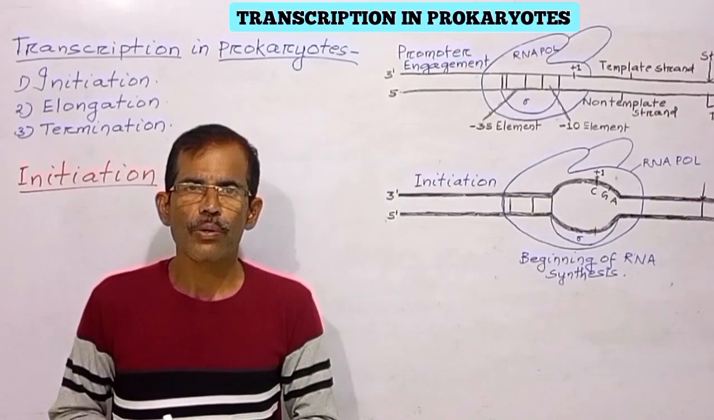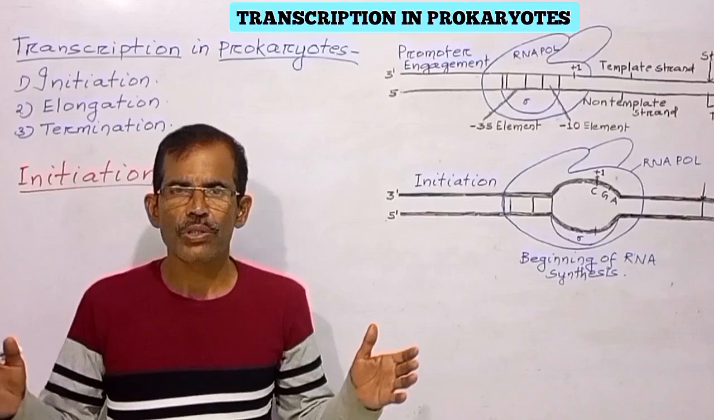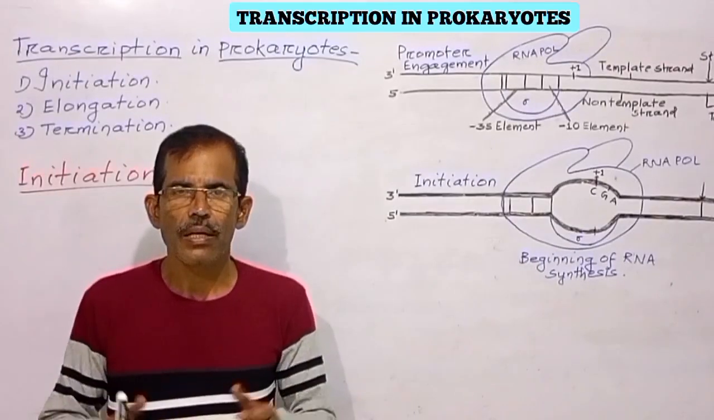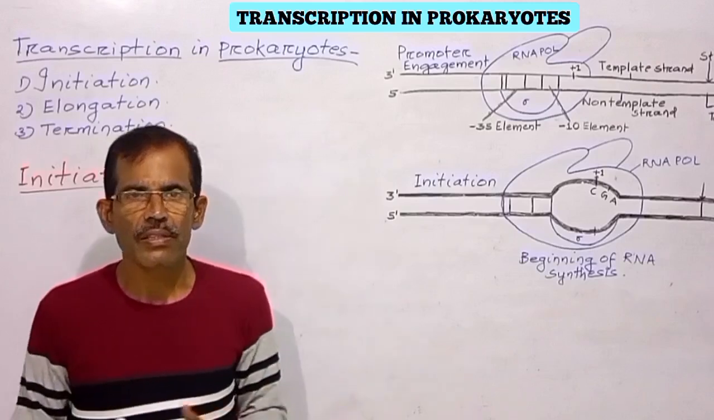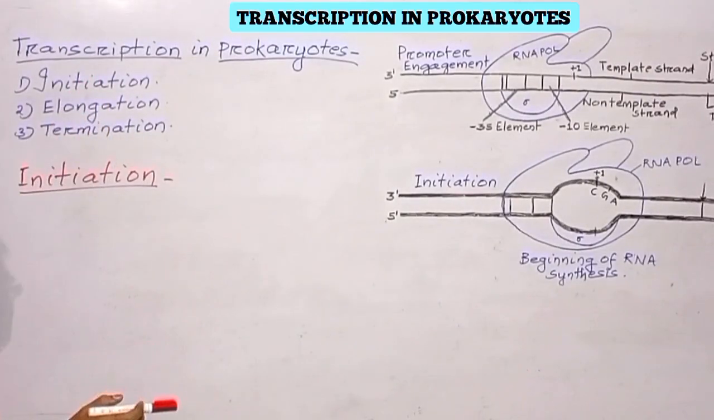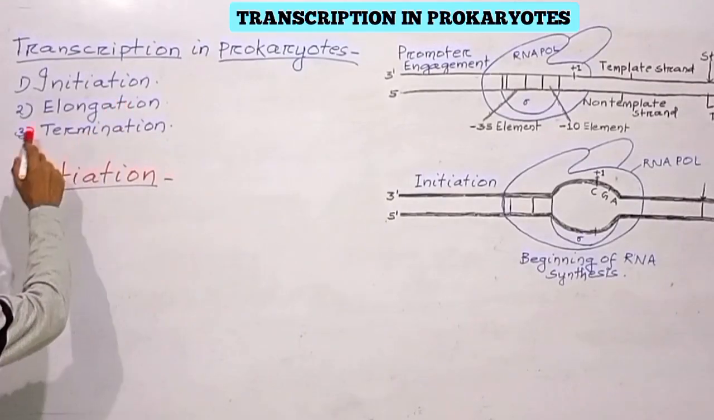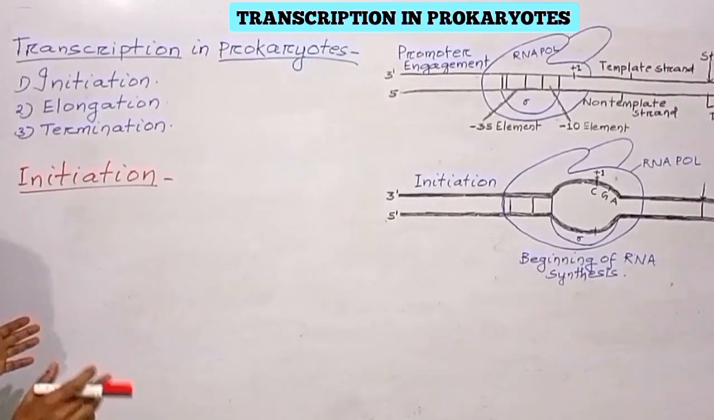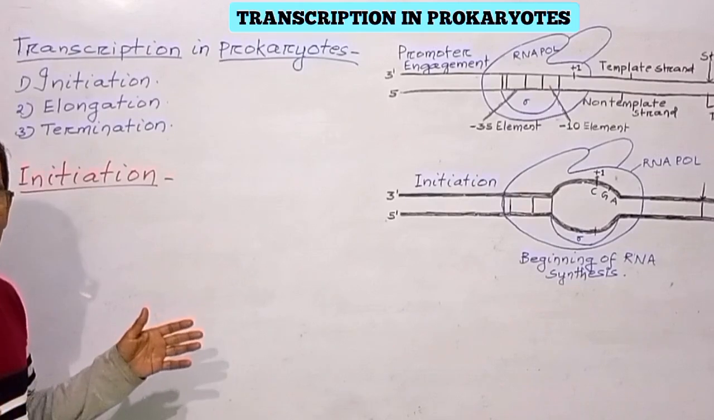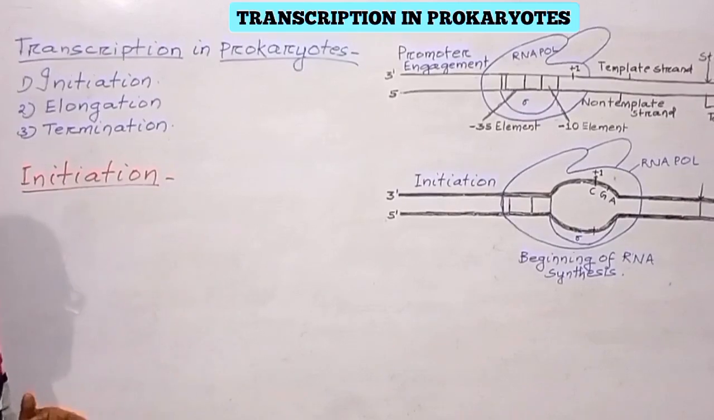Transcription in prokaryotes is divided into a series of well-defined steps that are grouped into three phases. The first phase is initiation, the second phase is elongation, and the third phase is termination. Initiation is the first phase of RNA synthesis.